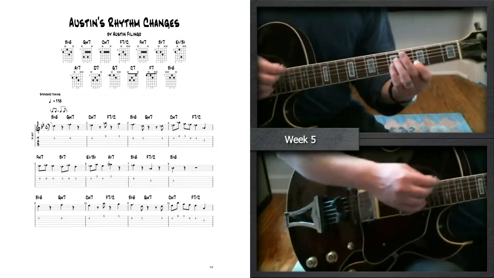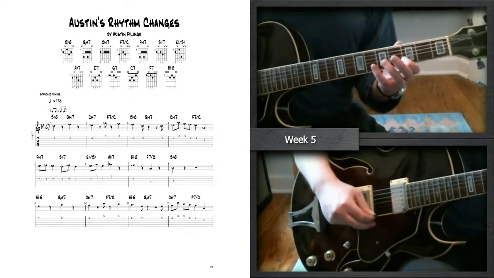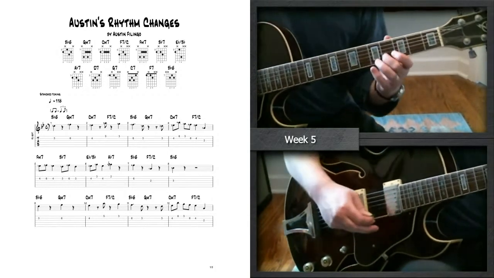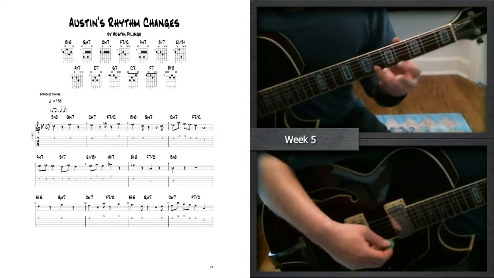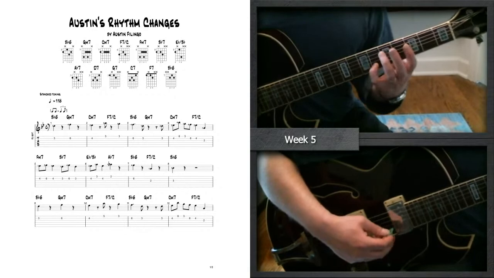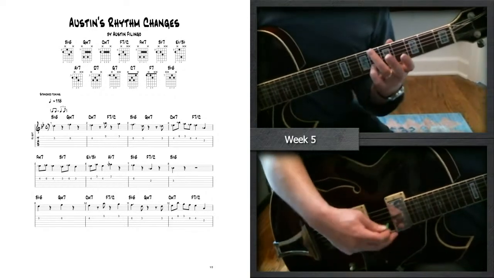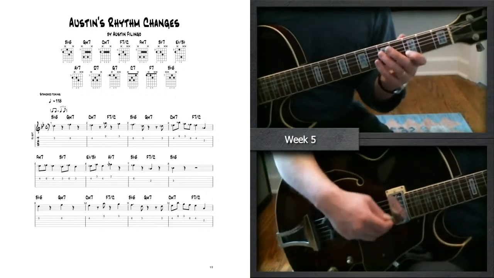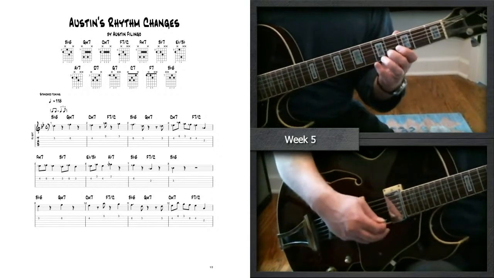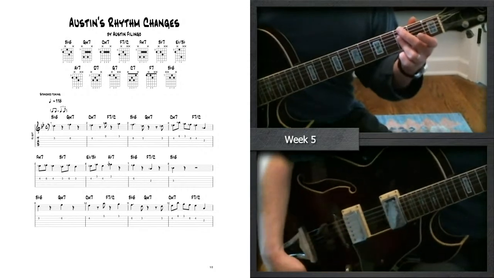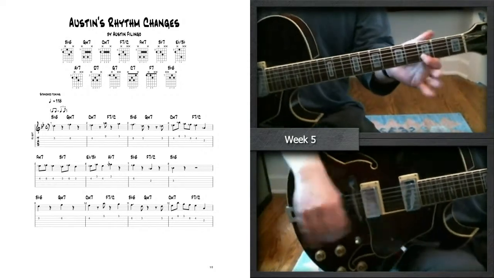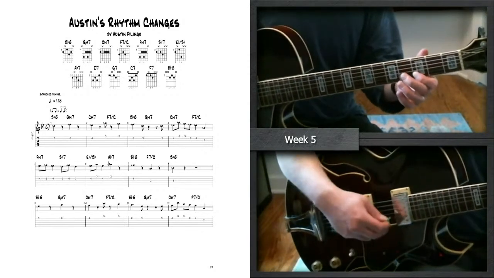Right? So then we're back to B flat, G minor, C minor, F. Now, where am I here? I'm on the 5th of the B flat chord. So at 1, 2, 3, 4, 1 and 2, 1 and 2, right? Now the 5th of the G minor chord, right?